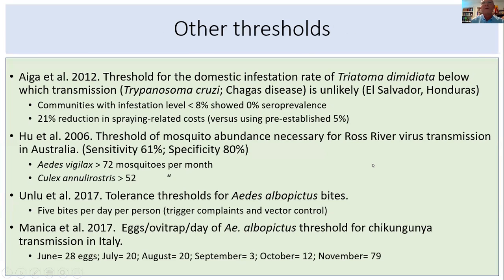Now, there's been other thresholds, like for Triatoma dimidiata, for mosquito vectors of Ross River, even for the tolerance to biting by Aedes albopictus. There is this study in Italy at the bottom where they determine the thresholds for every month using eggs per ovitrap per day. That's mainly a function of temperature. So you can see that in September, you need only 3 eggs per ovitrap to be the threshold. But in November, it's already too cold, so you need a lot more mosquitoes.